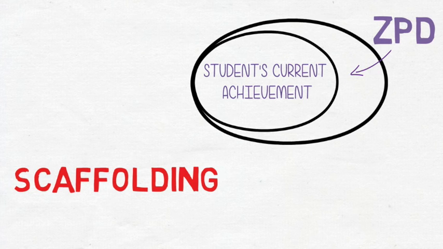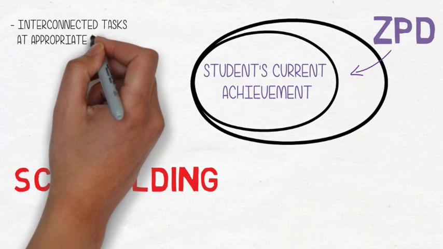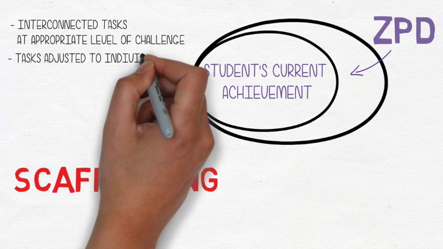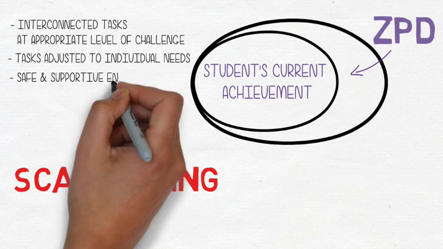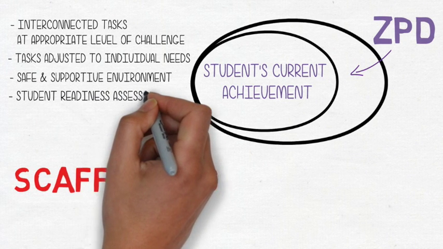This can be done by designing interconnected tasks at an appropriate level of challenge that allows learners to build up new skills, by adjusting learning tasks according to individual needs, by providing a safe and supportive learning environment and establishing rapport with students, and by assessing student readiness to reduce scaffolds and increase autonomy.